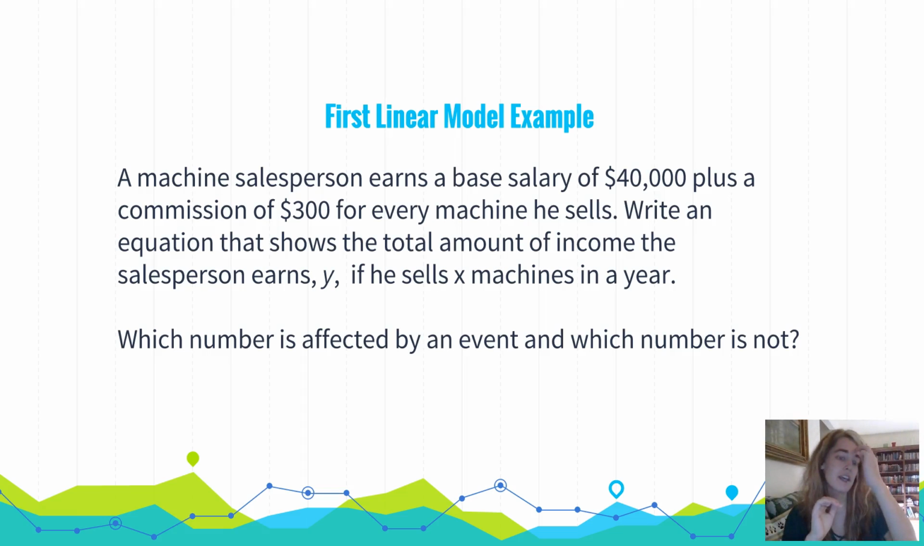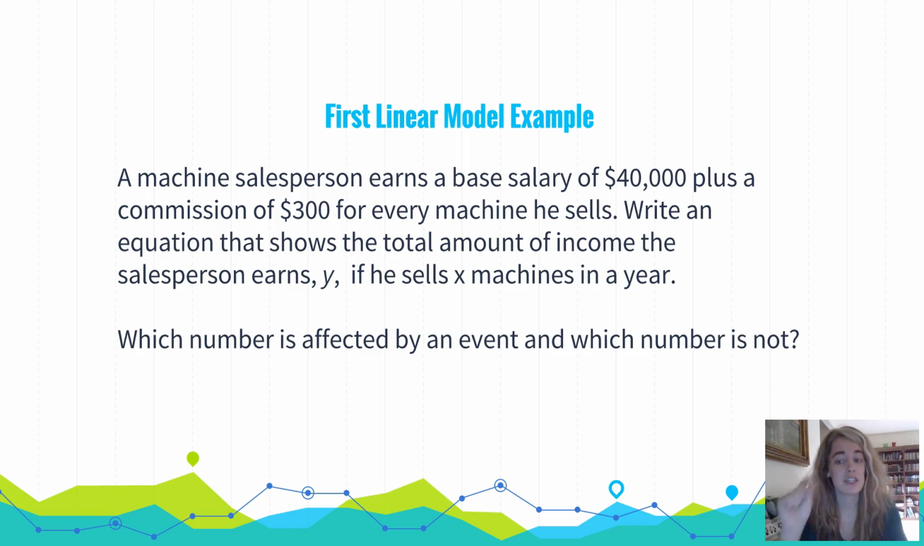First example that we have here is a machine salesperson earns a base salary of $40,000 plus a commission of $300 for every machine he sells. Pause. Those right there, you have to know what those words even mean. So base salary. If you don't know what that means, you're like, well, I don't know if that's a change or if that's something that stays the same. Base salary, think salary, that's what he's going to get after a year. So when he works a year, he'll have $40,000. We're not including taxes in this example. So at the end of that year, he will make $40,000.